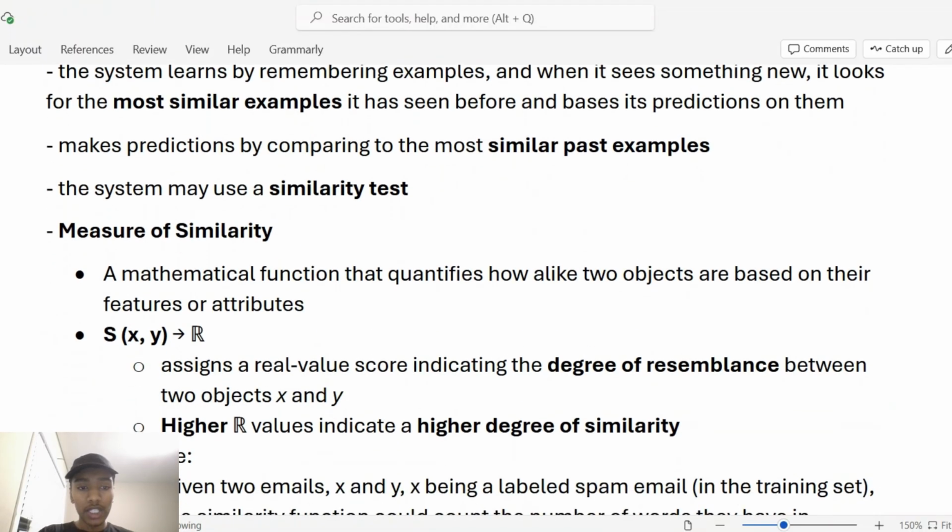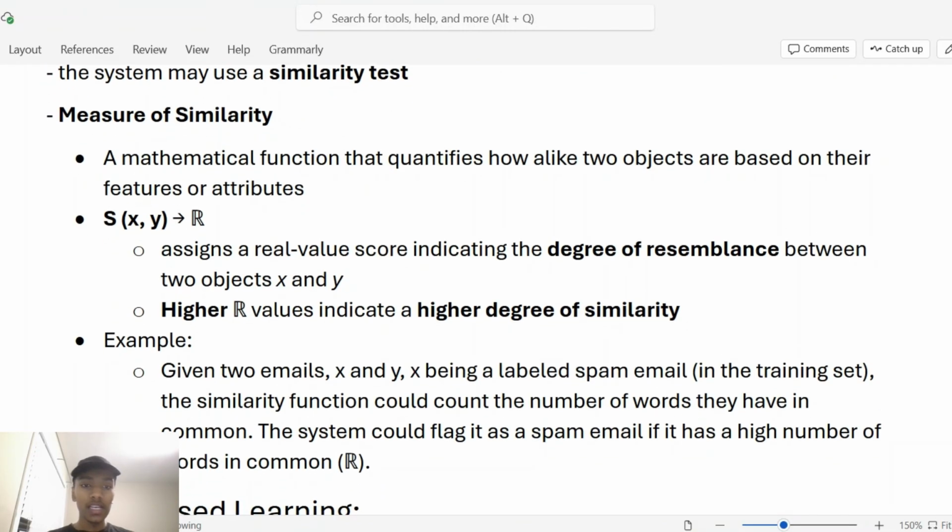And so this is called a measure of similarity. A measure of similarity is a function that quantifies how alike two objects are based on their features or attributes. And so you see here this function, just generically, we have a function s that accepts two arguments, x and y, and it returns some real value. Now this real value that it's returning simply indicates how similar the two objects x and y are to each other.